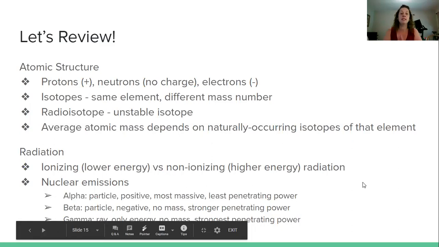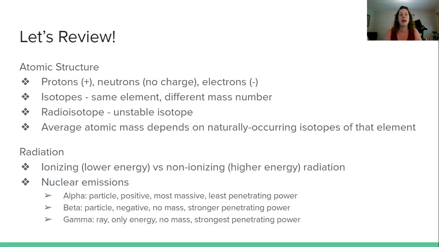So let's review. For atomic structure, protons are positive, neutrons have no charge, and electrons are negative. Protons give the atom its identity, neutrons give it stability, and electrons determine reactivity. Isotopes are the same element, but they have different mass numbers. Radioisotopes are unstable isotopes, so they have an unstable nucleus that has excess energy. The combination of neutrons and protons is unstable. The average atomic mass depends on the naturally occurring isotopes and how many of each you have, and it's a weighted average. For radiation, we have lower energy radiation, which we call non-ionizing radiation, and higher energy ionizing radiation. And for nuclear emissions, we have alpha, beta, and gamma.